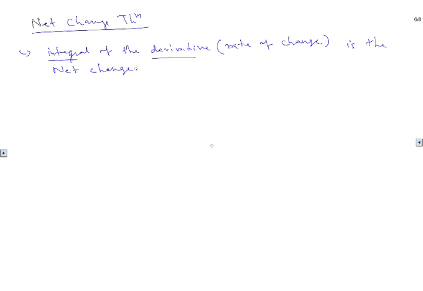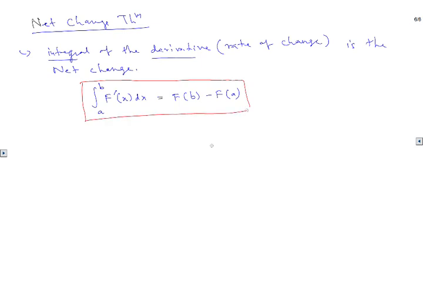So as a formula, it says that the integral from a to b of the derivative of a function is simply going to be the net change of the function. So remember, this has to be the derivative from a to b. Okay, so that is the net change formula. And then we discussed a few examples in the previous one, so I'm going to repeat one of them and do just one example here.